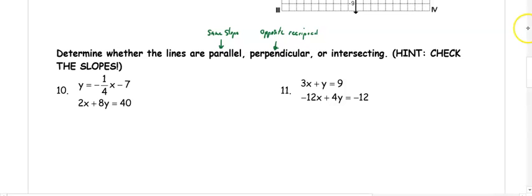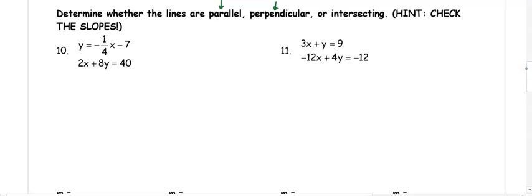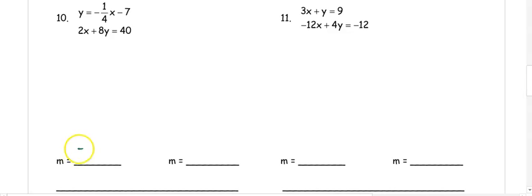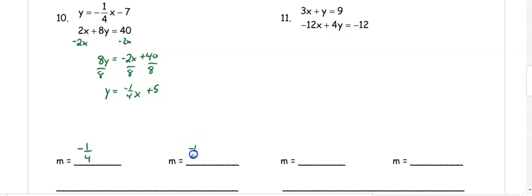So in number 10, the first equation is y equals -1/4 x minus 7. So our slope there is -1/4. In the second equation, we're going to solve for y. So first, we're going to subtract 2x from both sides. 8y equals negative 2x plus 40. Then we can divide everything by 8. So y equals negative 1/4 x plus 5. So our slope is also negative 1/4. Because they have the same slope, that means these lines are parallel.